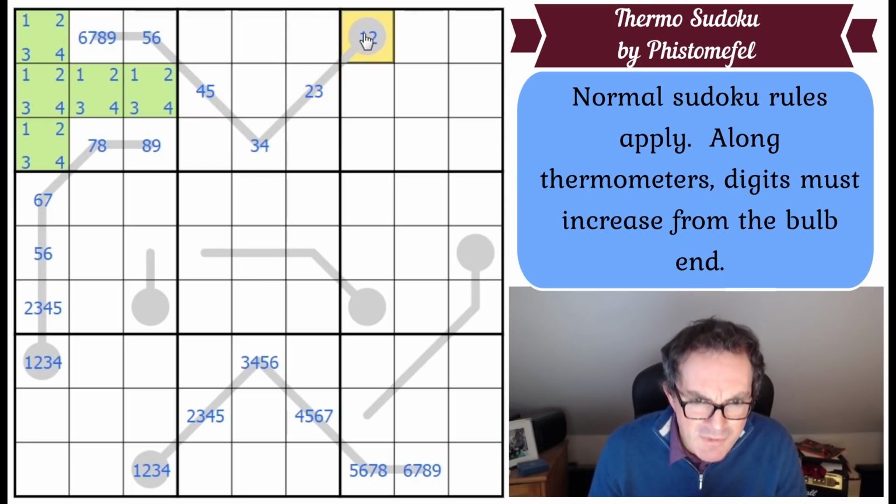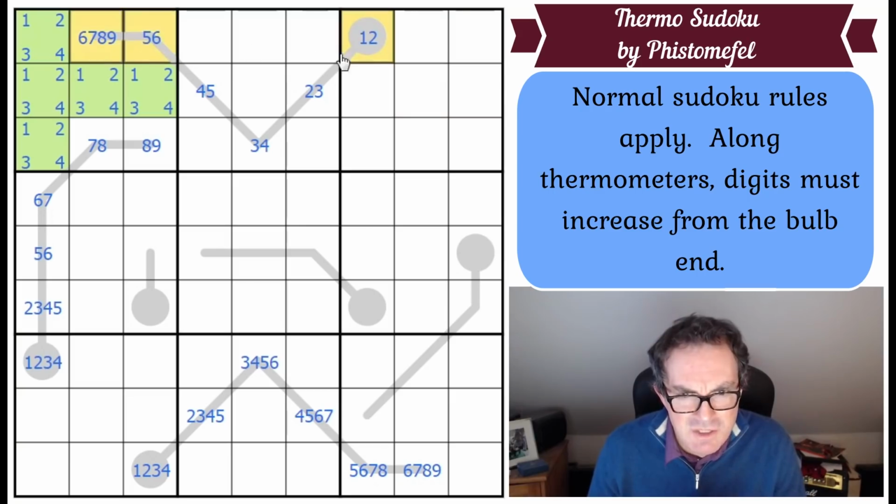So whatever you put in there... Oh, actually, that is an interesting thought, suddenly. Oh, yeah, that is an interesting thought. Whatever you put in the ends of the thermometer here, in these 3 squares, where do they go in box 2? They have to go in those 3 squares, because you can't repeat a digit on a thermometer.